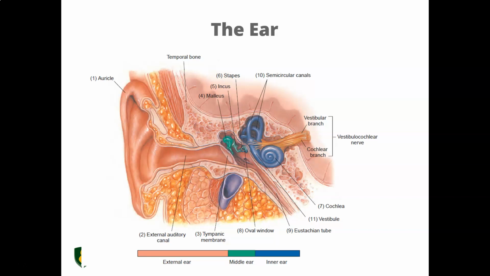The ear consists of 3 major sections: the outer ear, the middle ear, which is also called the tympanic cavity, and the inner ear, which is the labyrinth. The outer ear conducts sound waves through air. The middle ear conducts sound waves through bone, and the inner ear conducts sound waves through fluid.